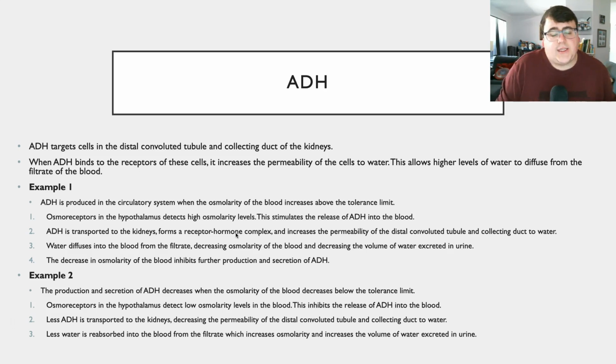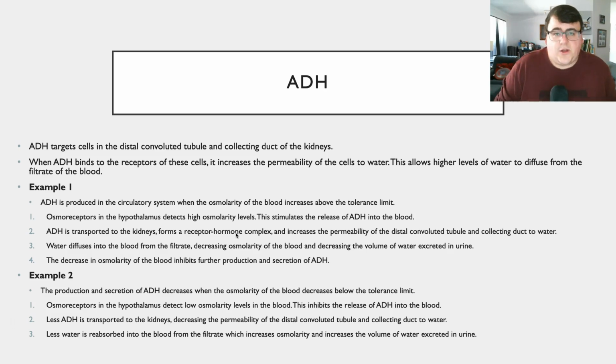Water diffuses into the blood from the filtrate, decreasing osmolarity of the blood and decreasing the amount of water that's going to be excreted via urine. Instead, it's keeping all that water in the body. This decrease in osmolarity of the blood inhibits further production and secretion of ADH, and the cycle continues as per normal. Our other example, example 2, is where production and secretion of ADH decreases because osmolarity of the blood has decreased below the tolerance limit.